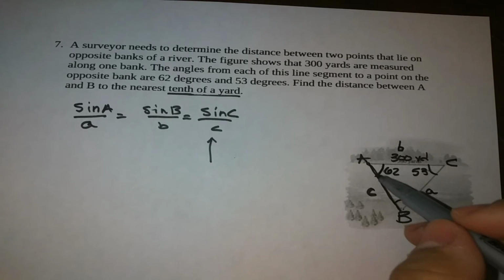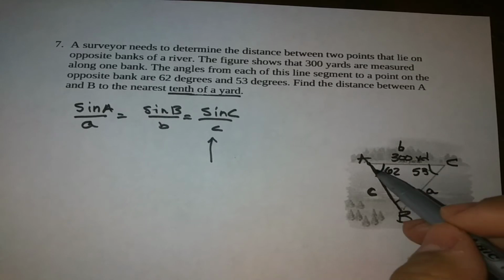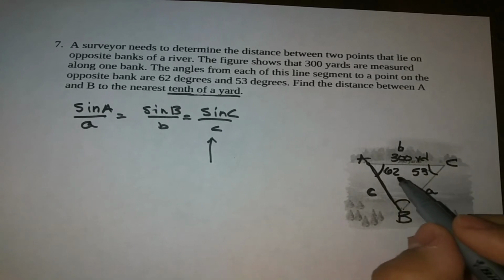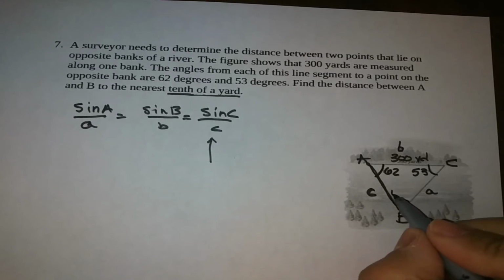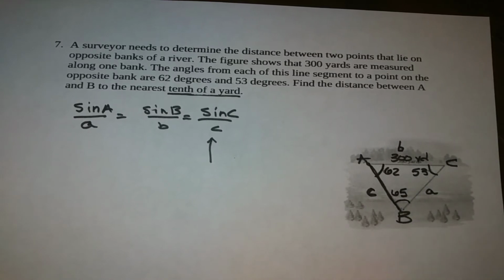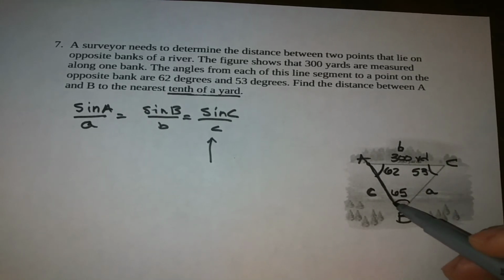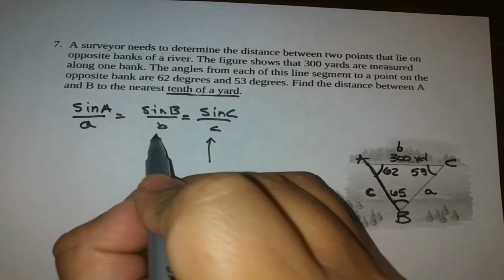So what do we know about all triangles? No matter what the size or shape of the triangle, if I add all 3 degrees, that will give me 180. So I'm going to add these angles and subtract them from 180, and it's going to give me the degree of the missing angle, which is 65. So now I have a complete angle B and my side b. So I'm going to be using this one.